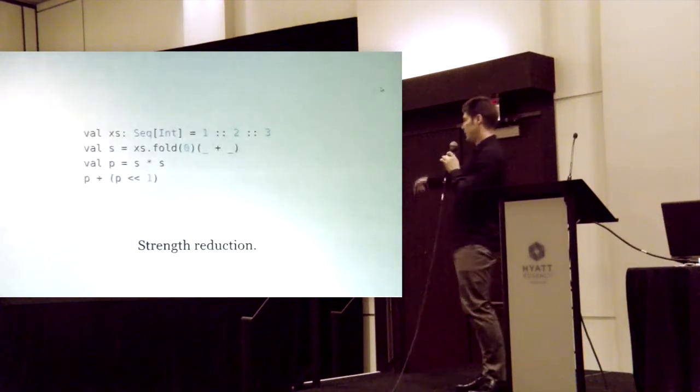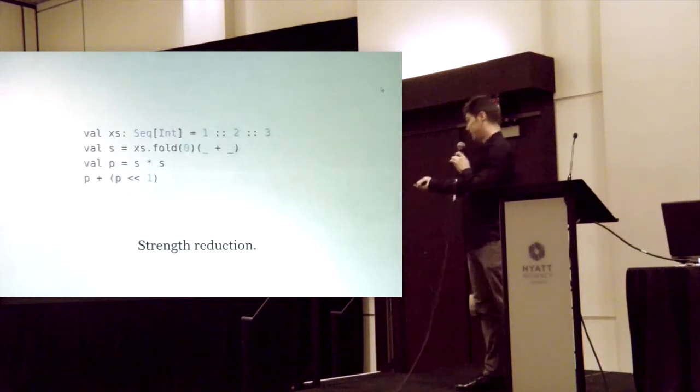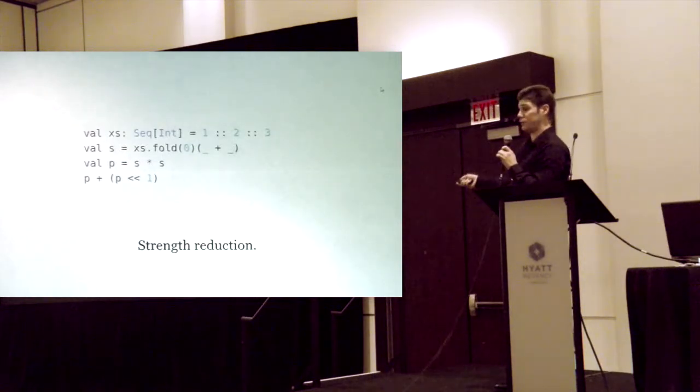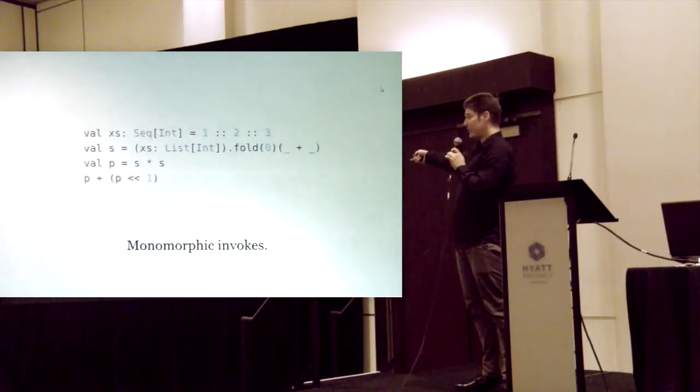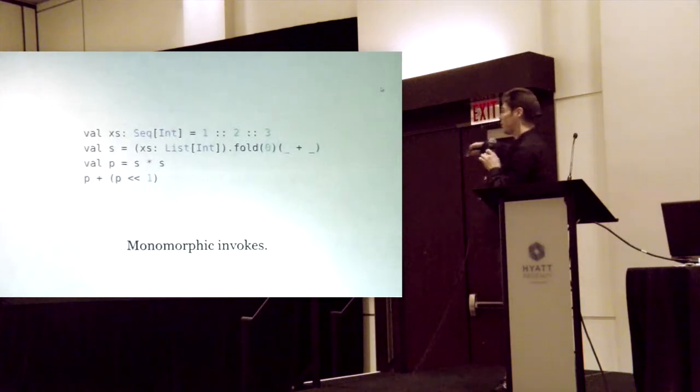Similarly, we use a range of different optimizations like strength reduction, meaning if you have 2 times something, you convert it into a left shift. We also do data flow analysis at this point, meaning that even if this is statically marked as a sequence of integers, we can figure out from the structure of the code that this should always actually be a list. And this means we can turn polymorphic call sites into monomorphic call sites.